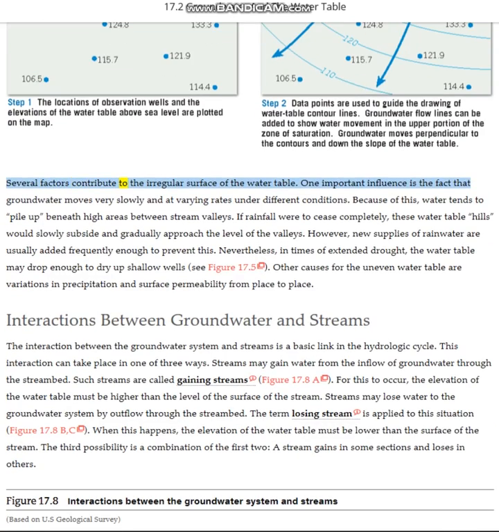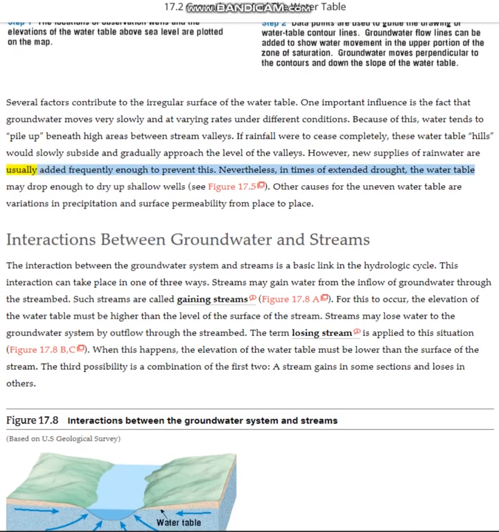Several factors contribute to the irregular surface of the water table. One important influence is the fact that groundwater moves very slowly and at varying rates under different conditions. Because of this, water tends to pile up beneath high areas between stream valleys. If rainfall were to cease completely, these water table hills would slowly subside and gradually approach the level of the valleys. However, new supplies of rainwater are usually added frequently enough to prevent this. Nevertheless, in times of extended drought, the water table may drop enough to dry up shallow wells, see figure 17.5.